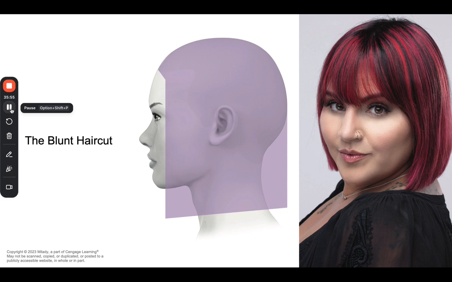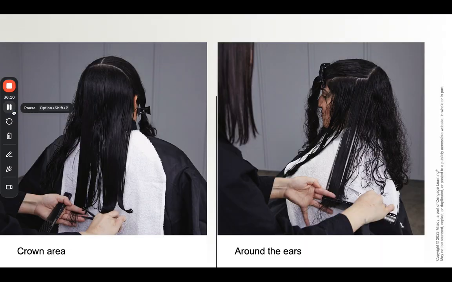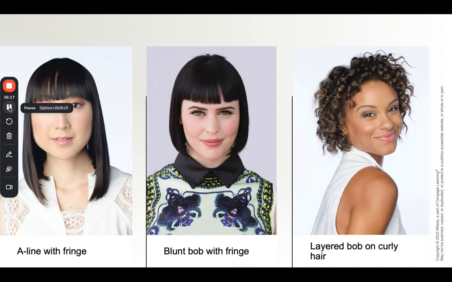Another danger zone is around the ears. Ears do not lay flat against the head, so take special steps to keep the cutting line even. Always work with very little tension to no tension around the ears, unless you're working with shorter layers. So here's an example of making considerations for the crown area and for around the ears. Here are other variations of a blunt haircut. You can do an A-line with a fringe, a blunt bob with a fringe, or a layered bob on curly hair.